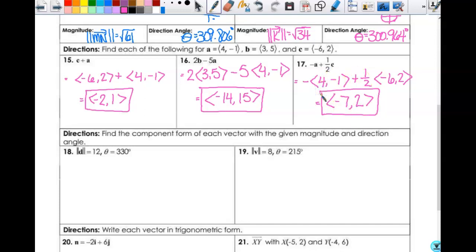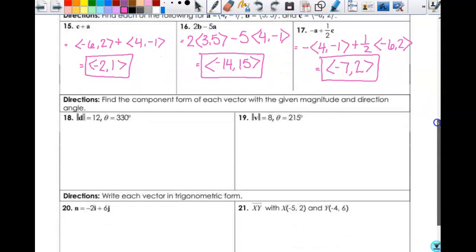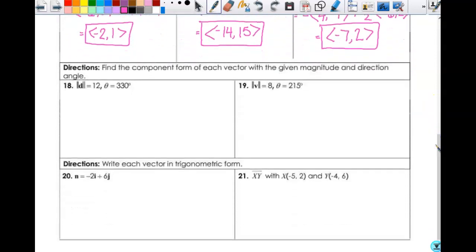All right, so to find the component form of each vector, given the magnitude and direction. So I have the magnitude and the direction. So vector D then, that is going to be 12 times the cosine of 330 and 12 times the sine of 330. Okay, so I got to think about what 330 is. 330 is 30 away from 360, so that means it's a pi-sixth angle. That would actually make it 11 pi-sixths.